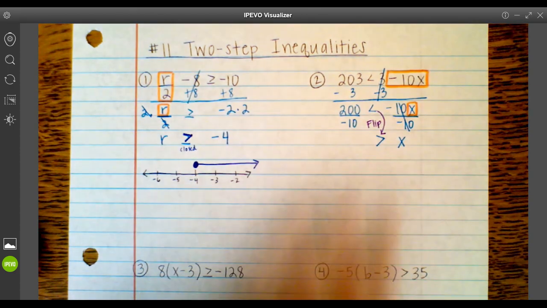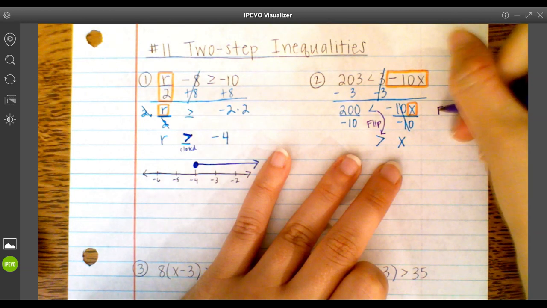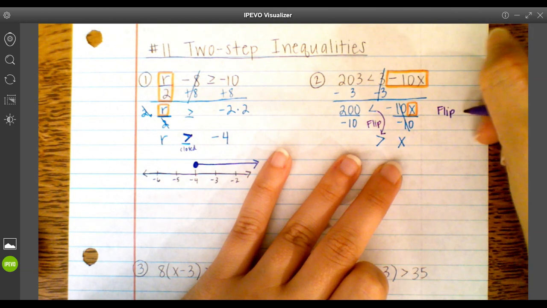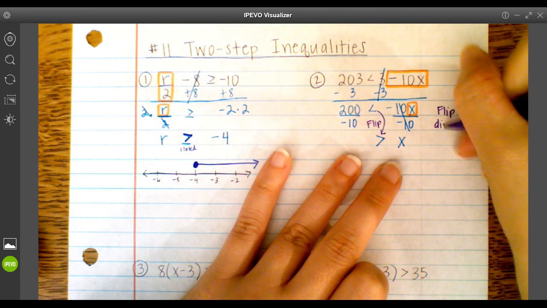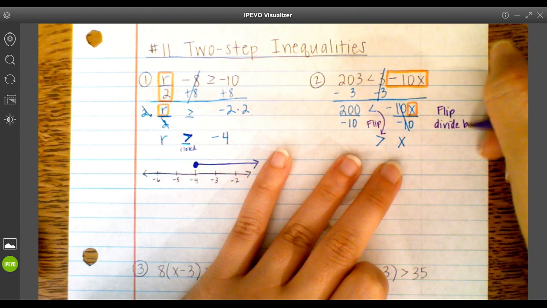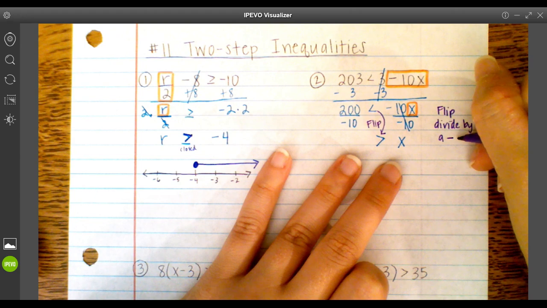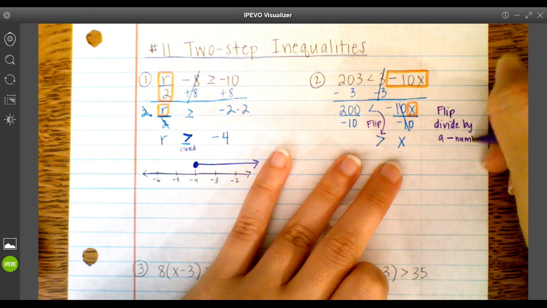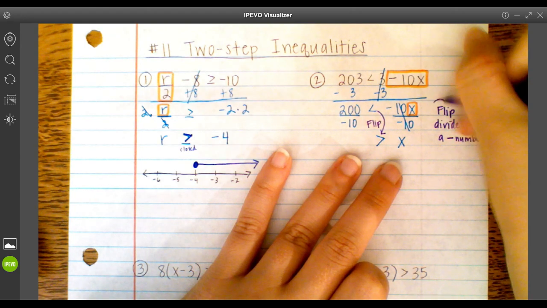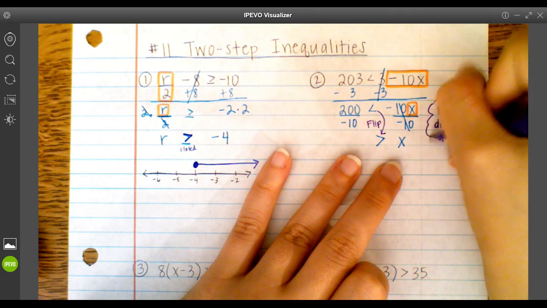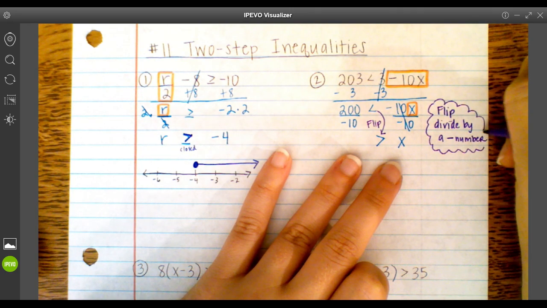Flip the sign. And why we flip? When dividing by a negative number. Make a note of that. This is going to be huge.